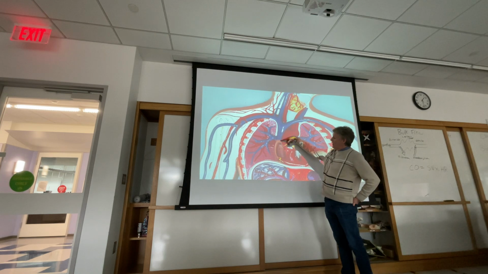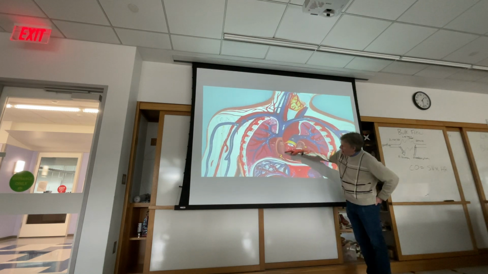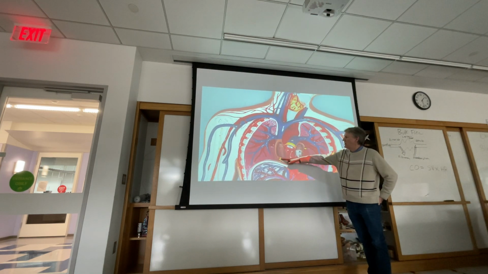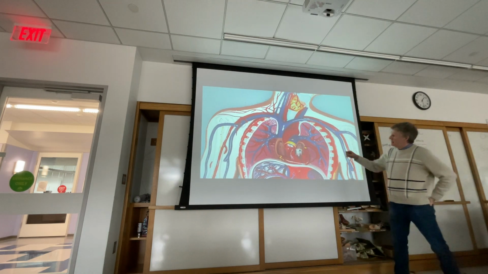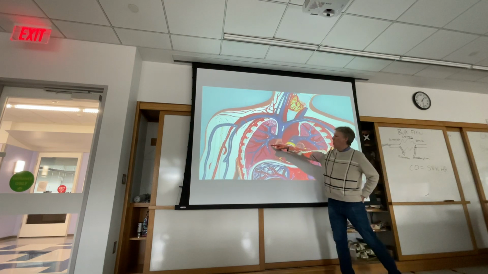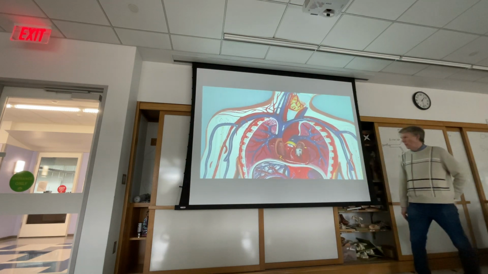There's the superior vena cava. Down there, it's hard to see, but that would be the start of the inferior vena cava. Don't forget that these four guys, those are the pulmonary veins. Even though they're red, they're the pulmonary veins, right?